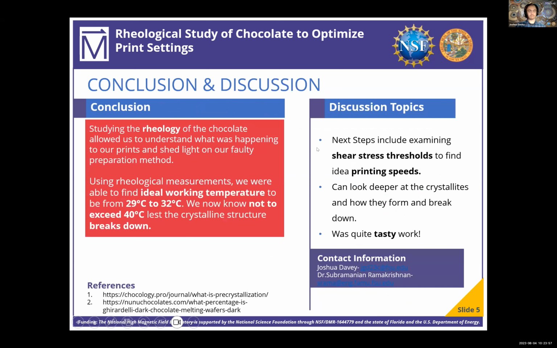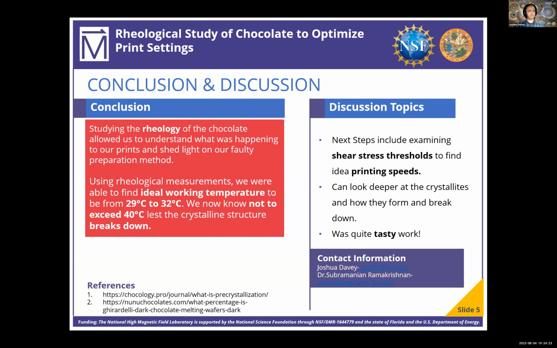In conclusion, studying the rheology of the chocolate allowed us to understand what was going on with our prints, and it shed light on our faulty preparation methods. Using these measurements, we were able to find a good working temperature from around 29 to 32 degrees Celsius. And we now know that if we raise it too high, the crystalline structure within the material will begin to break down, making it practically useless.